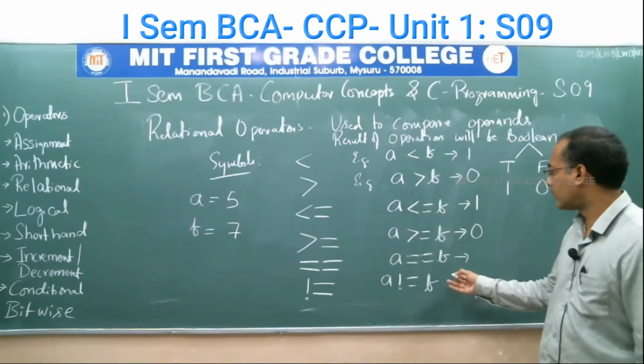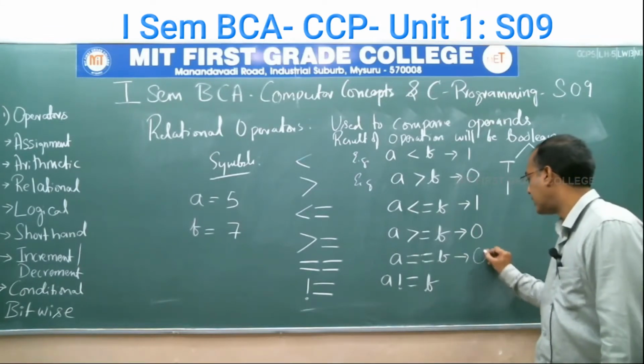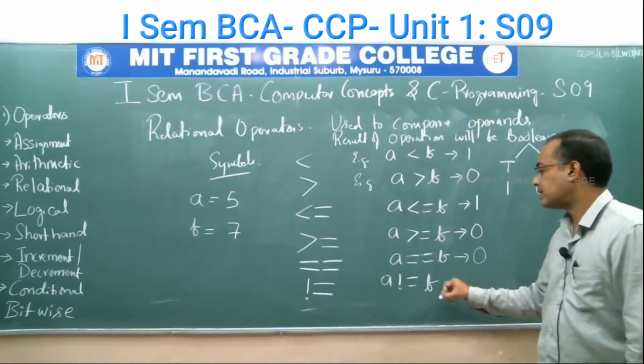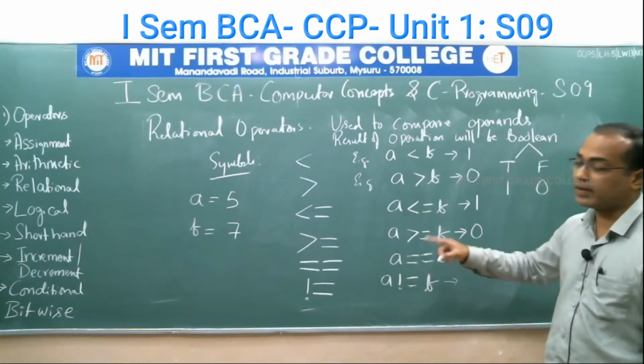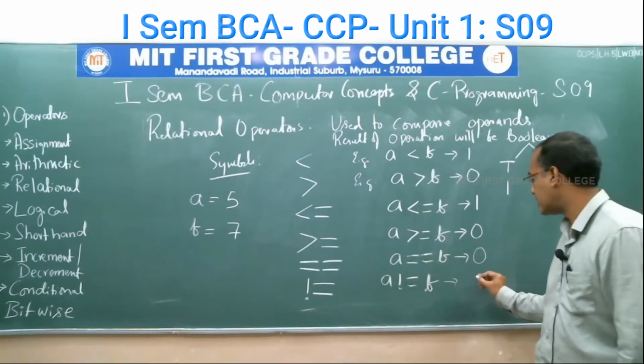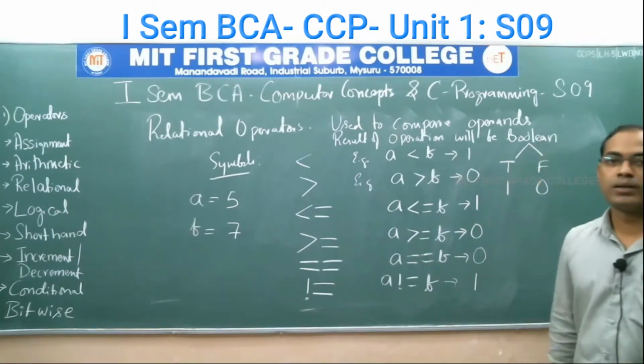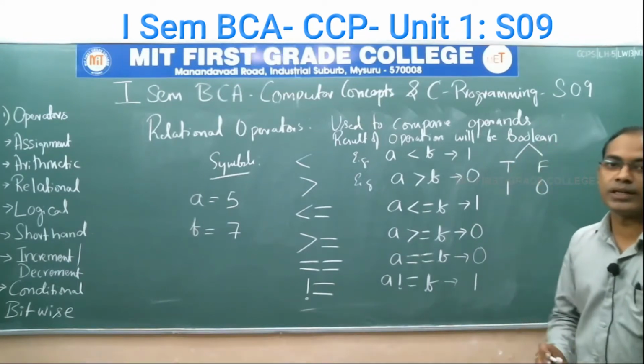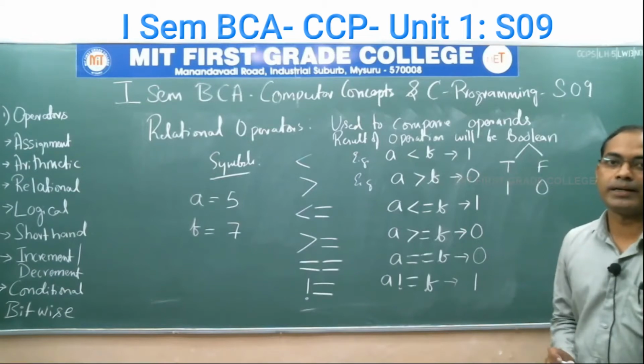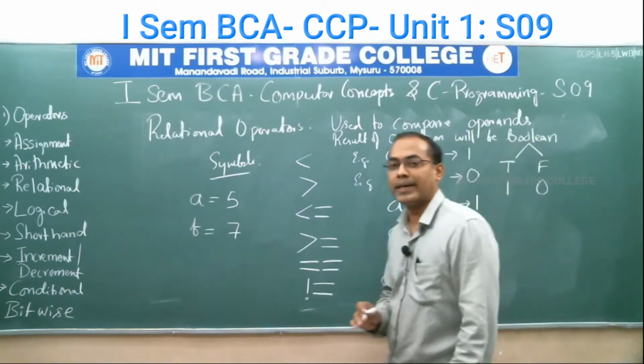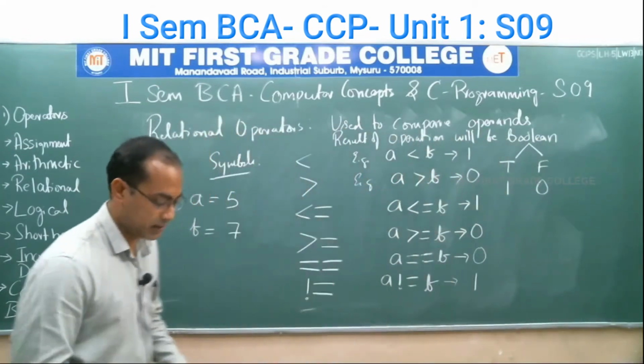Is 5 equal to 7? Not at all. So we will get a value 0. Is A not equal to B? 5 not equal to 7? Yes, it is true. So we will get the result 1. So this is the usage of relational operators. Next, we will take up the logical operators.